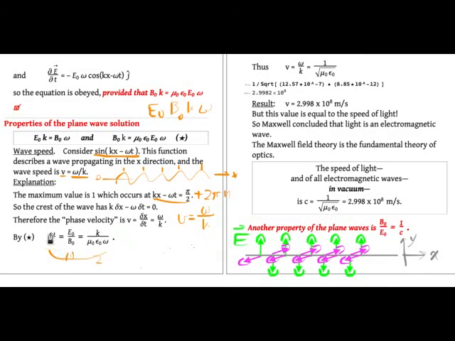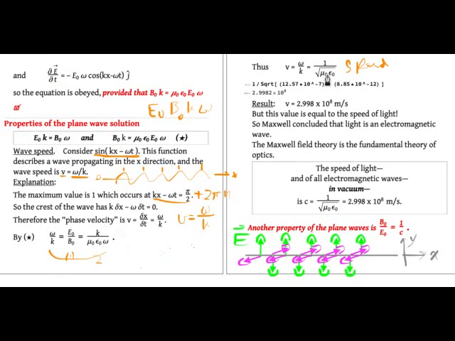All right, now multiply both sides of the equation by omega divided by k. I'll have here omega over k squared is 1 over mu 0 epsilon 0. So omega over k is 1 over the square root of mu 0 epsilon 0. So that's the speed of the wave. It's given by the magnetic constant mu 0, which is determined by magnetic forces, and the electric constant epsilon 0, which is determined by electric forces.